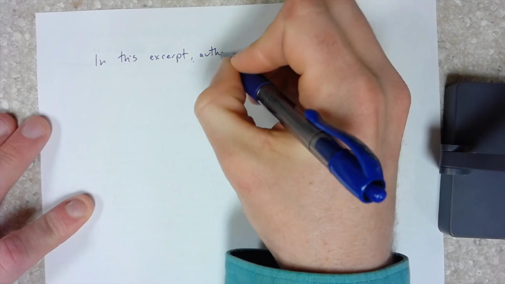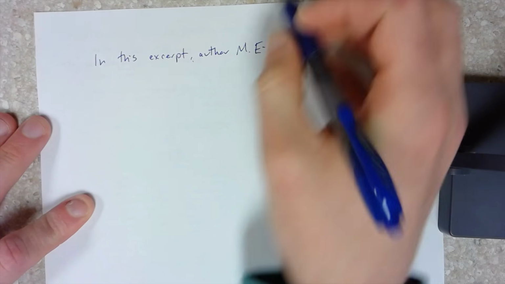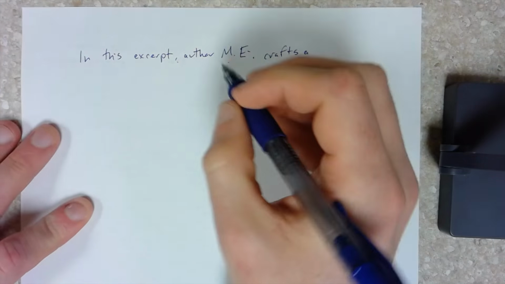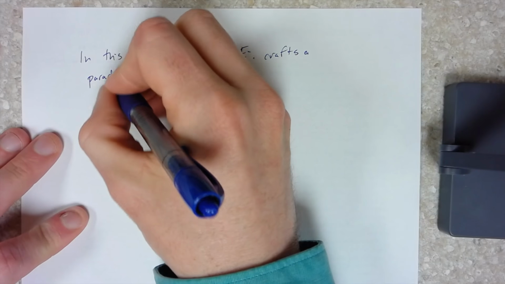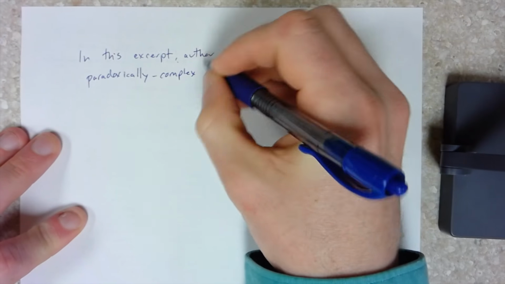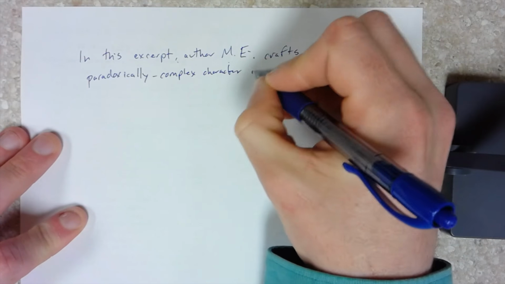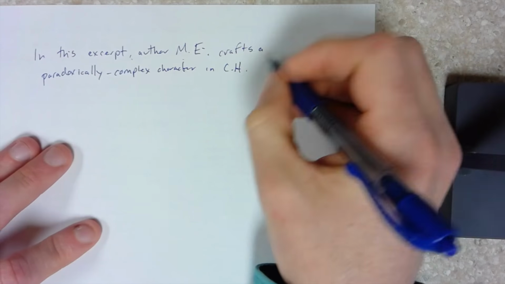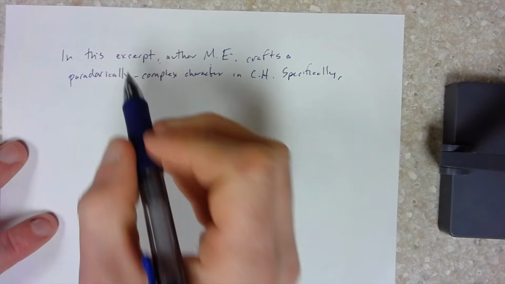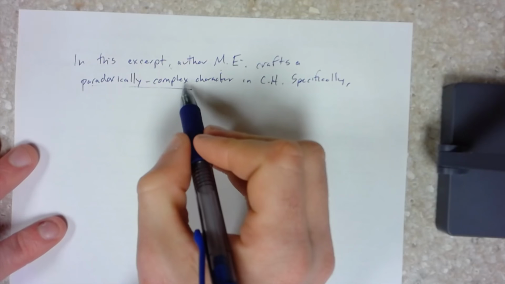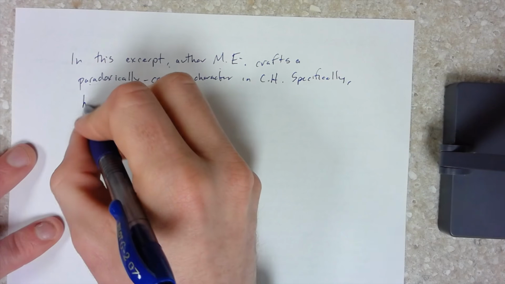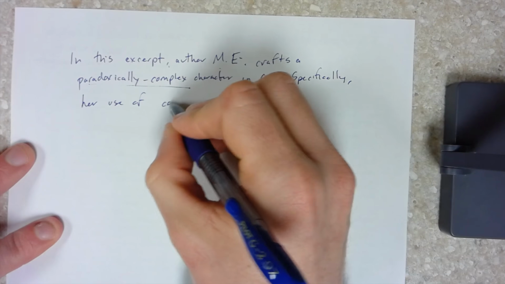So I'd say in this excerpt, author Maria Edgeworth, and I would normally write out her whole name, crafts a, let's say, paradoxically complex character in Clarence Hervey. Specifically, now we need to get specific about how she does that. So here I've identified the what of the prompt. He's a paradoxically complex character. Now I need to comment on the how, though. Specifically, her use of contrasting language.